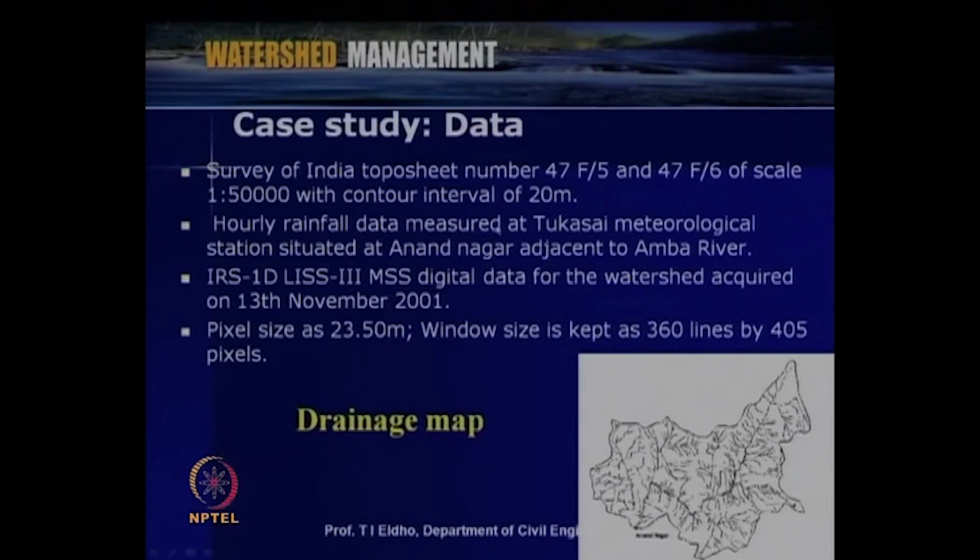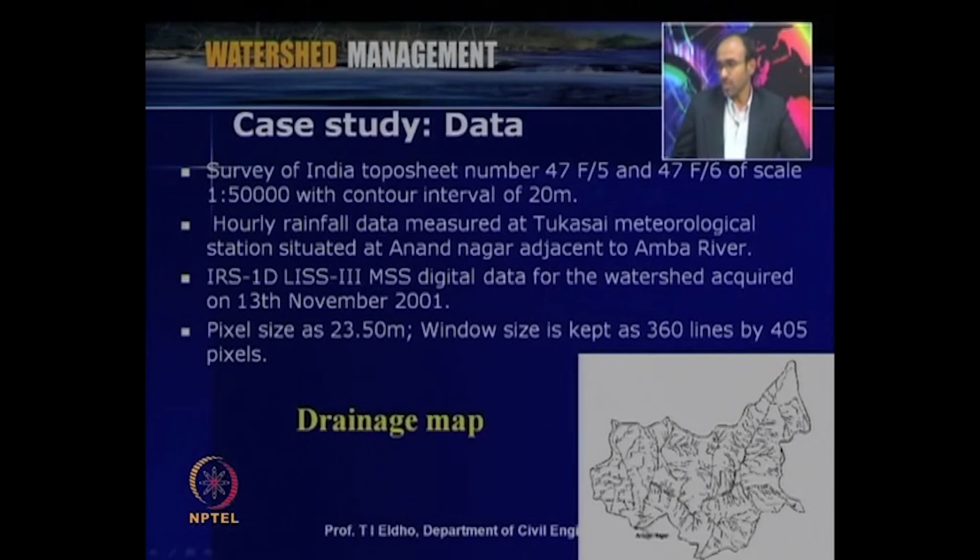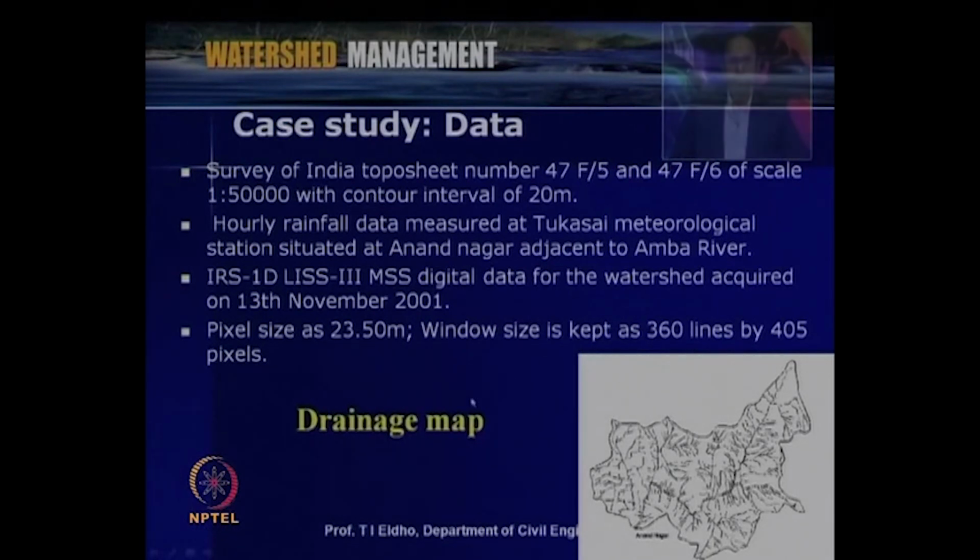Hourly rainfall data measured at the Tuksai meteorological station, situated at Anandnagar adjacent to the Amba river, is used. This is the location where the meteorological data is collected. Remote sensing data is also used. IRS 1D LISS 3 MSS data for the watershed was obtained on 13th November 2001, and we use a pixel size of 23.5 meters, and the window size is kept as 360 lines by 405 pixels.